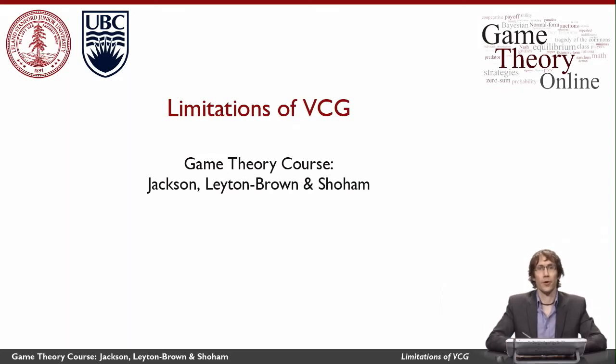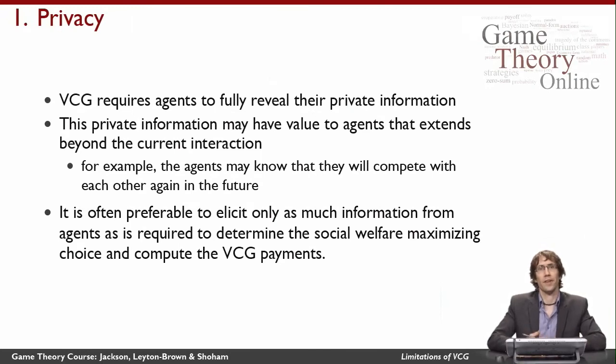So far, we've heard a lot of good things about VCG, and for good reason. But VCG also has some important limitations that this video will introduce you to. The first is that VCG requires that the agents tell the mechanism everything about their private information. This is fine if we really believe our model that the agents have utility only for the choice that the mechanism makes and the payments that are imposed.